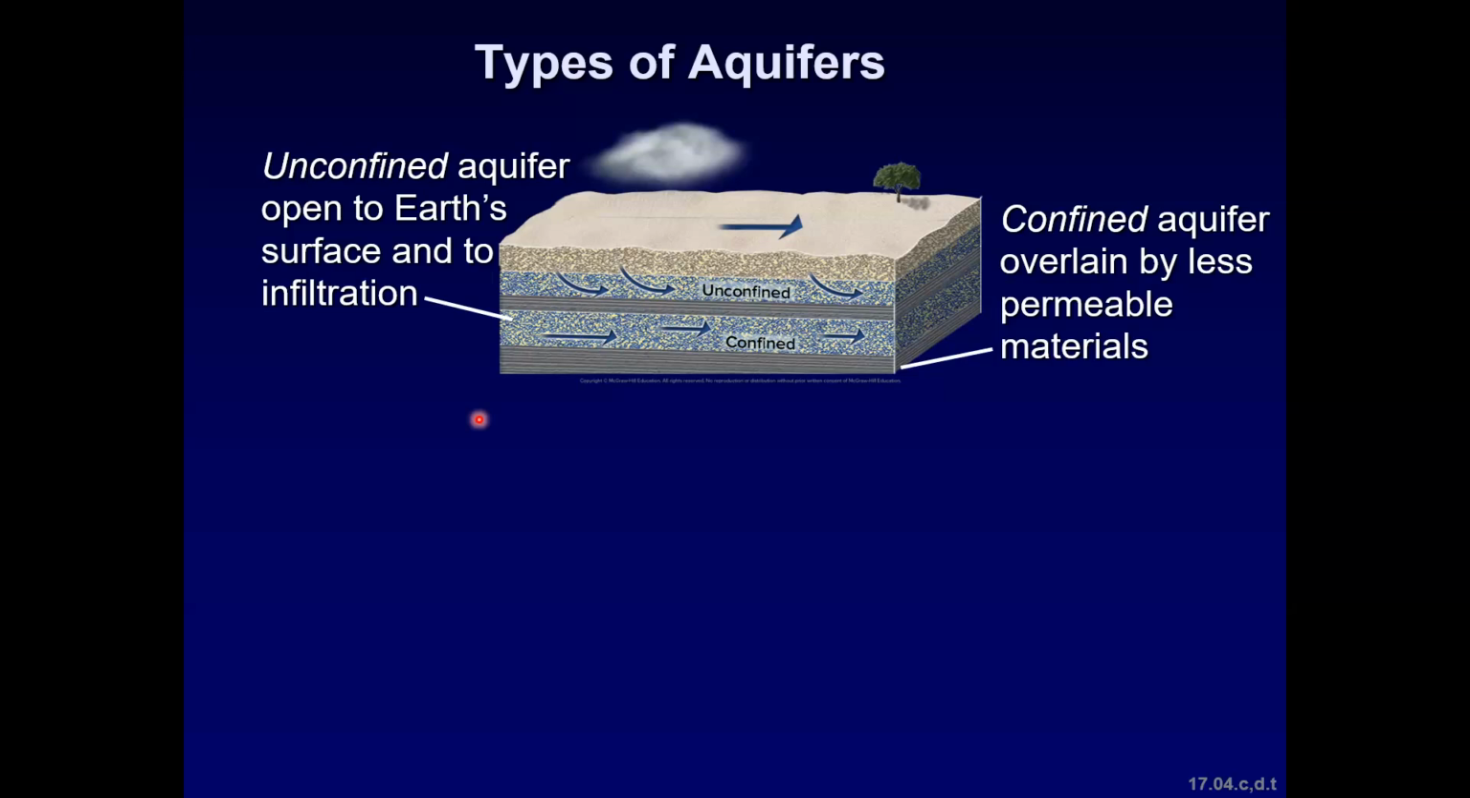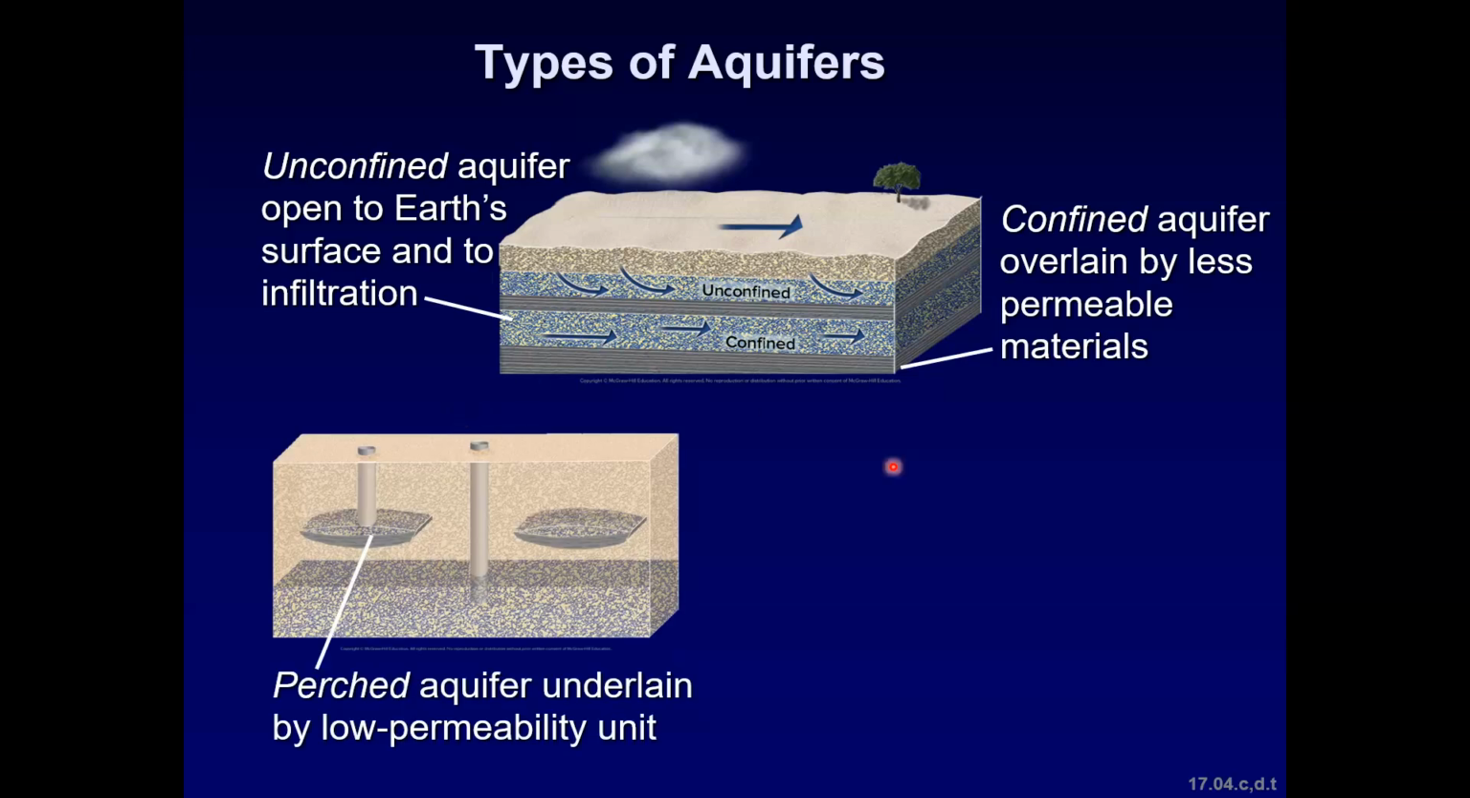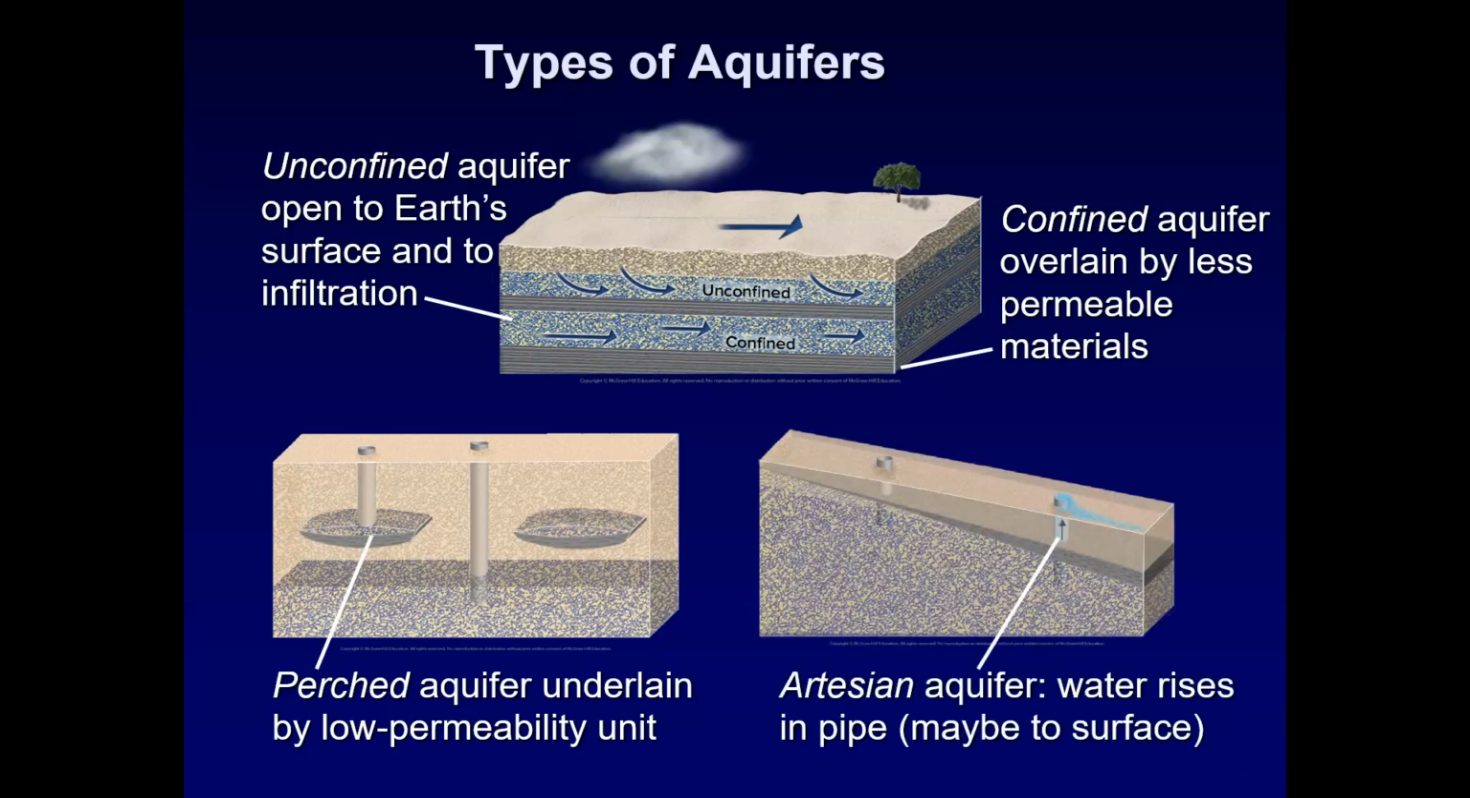Okay. So we can also have a perched aquifer where perched water sits above the main water table. So you've got a water table down here, and then the aquifer, this lens of saturated material, is right above. You can also have an artesian aquifer where water rises in a pipe, maybe to the surface, due to differences in pressure.